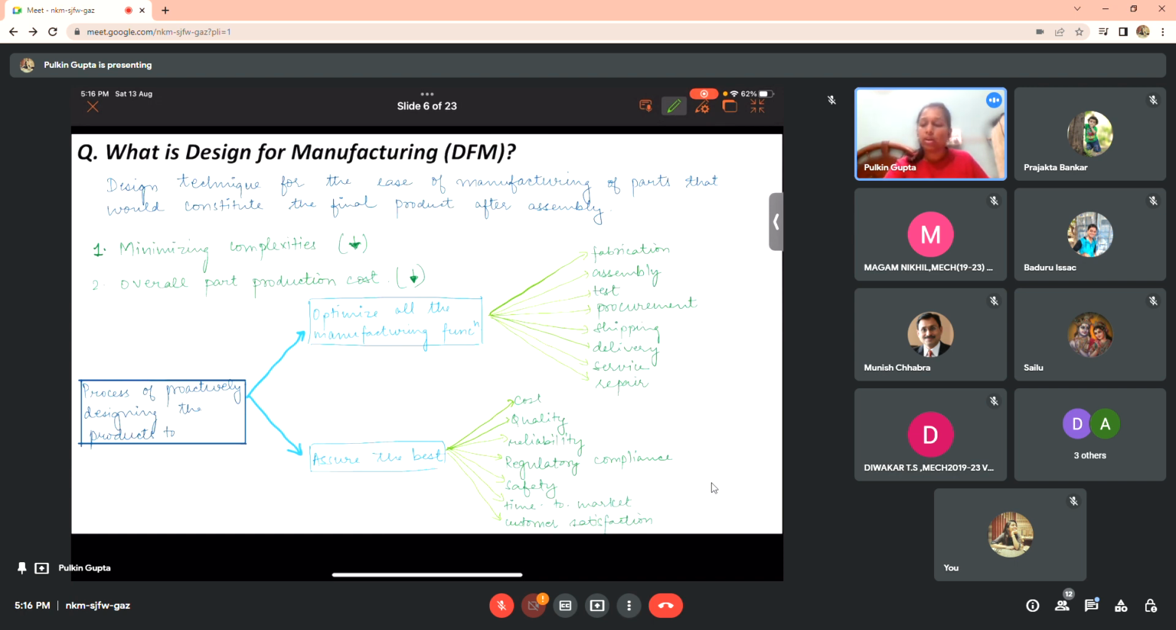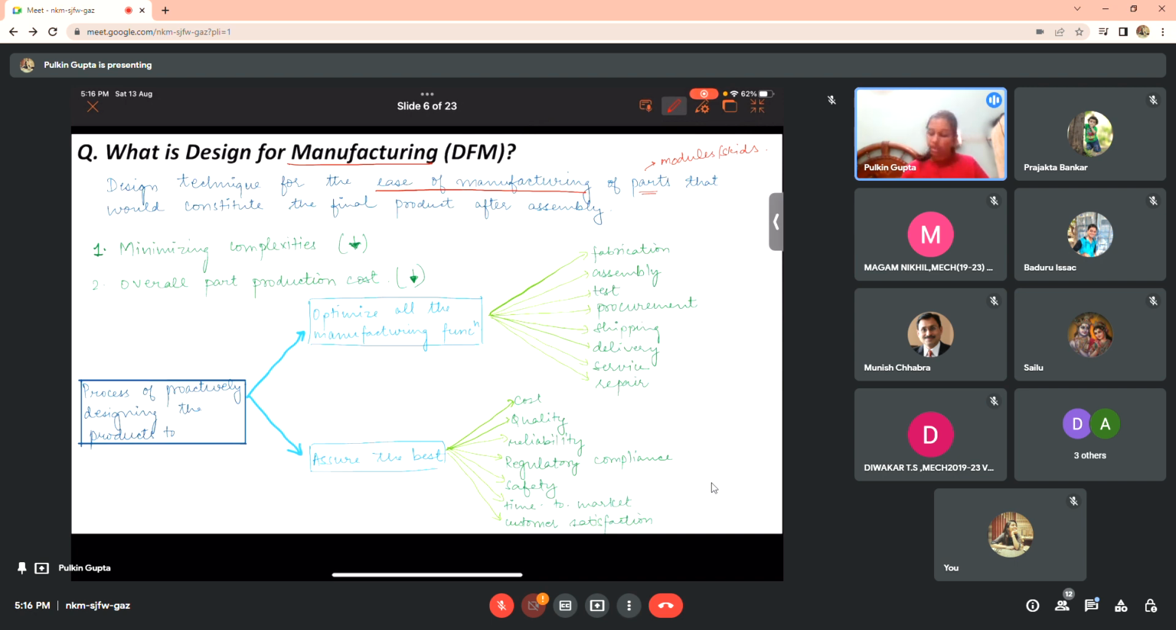So let us see what is design for manufacturing first. Design for manufacturing is a technique that is used to ease the manufacturing. Since the name itself has manufacturing, it is a design technique such that we have ease of manufacturing of parts. So the part should be designed in such a way that the manufacturing is sufficiently easy. And what are these parts? These are basically the different modules or skids of the final product.